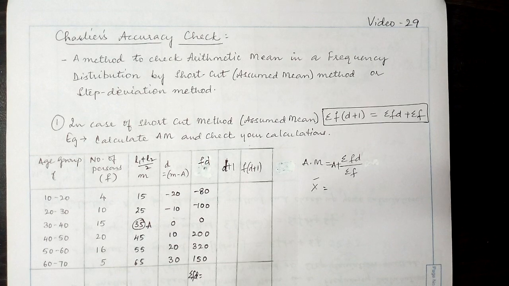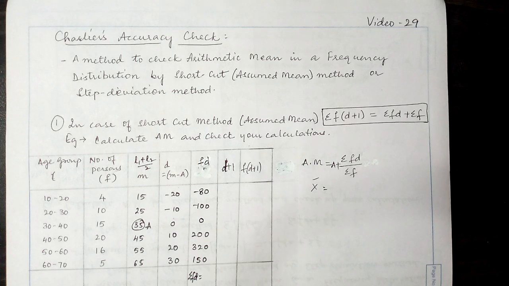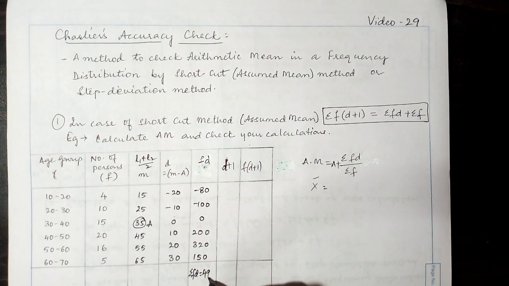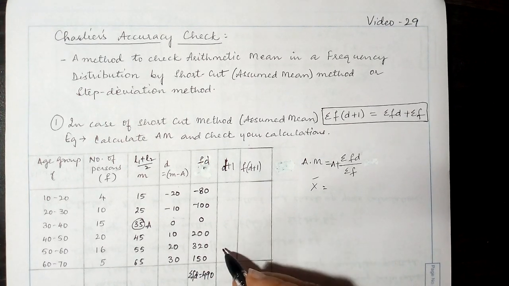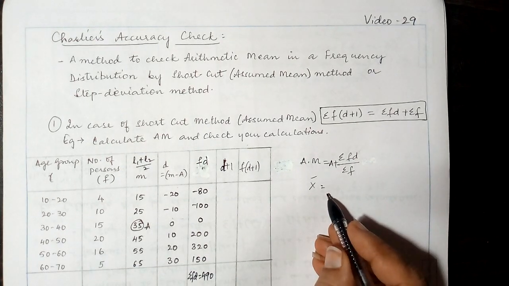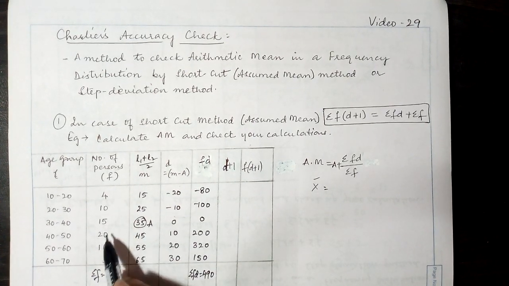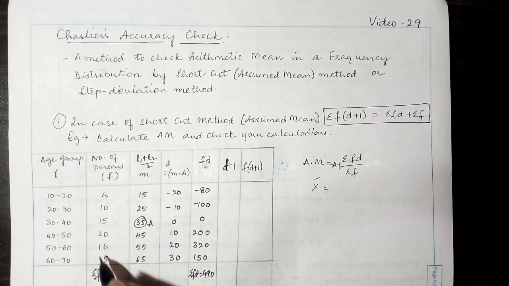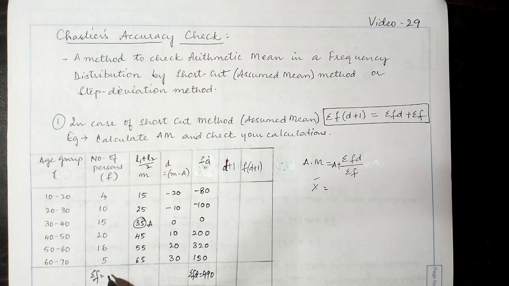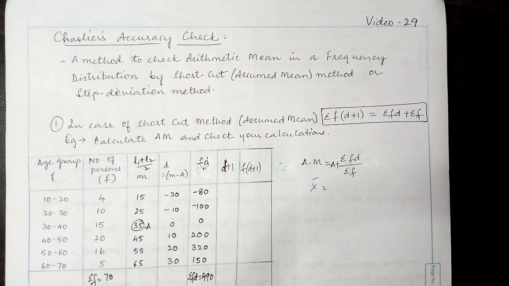So 670 minus how much? The negatives add up to 180. 670 minus 180 will give us 490. Sigma fd is 490. Now we'll put these values in to find out the arithmetic mean. Also we need sigma f. So sigma f will be equal to 4 plus 10 is 14, 29, 49, 65, 70. So that is 70.